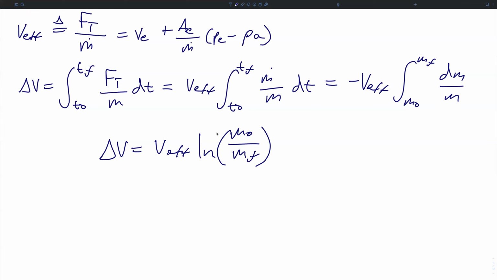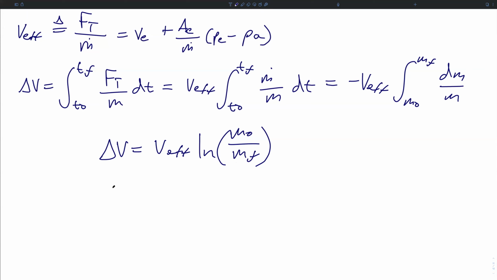Because of the nature of the natural log expression, this ratio goes up very, very quickly as you're trying to produce more and more delta V. And you very quickly find yourself having to devote more than 99% of your total mass allocation to just fuel. And this is the primary reason why rockets are staged when they are departing the Earth's surface.